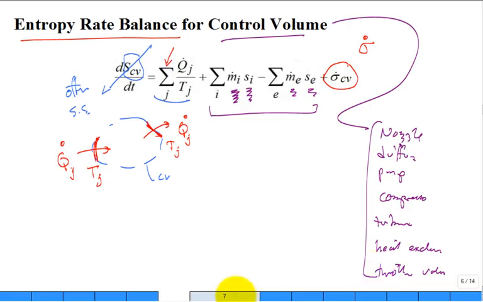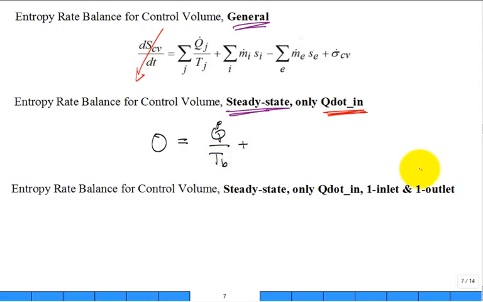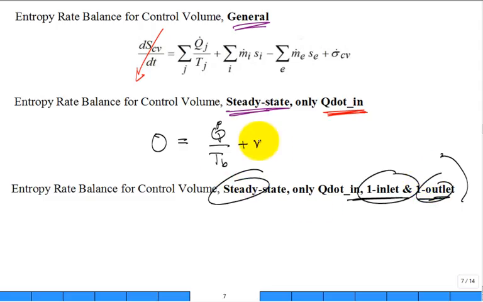So we take this very general equation, and if it's steady state, which term is zero? If I have only Q dot in, what does that happen? So it goes to 0 is equal to Q dot in divided by TB. And then I'll still have, what happens if I have only one inlet and one outlet? Let me just write it up here. If I have one inlet and one outlet, it's operating in steady state, it's the same m dot. It's just entropy in minus entropy exit. There's only m dot in is equal to m dot exit. And then we have sigma dot inside the control volume.